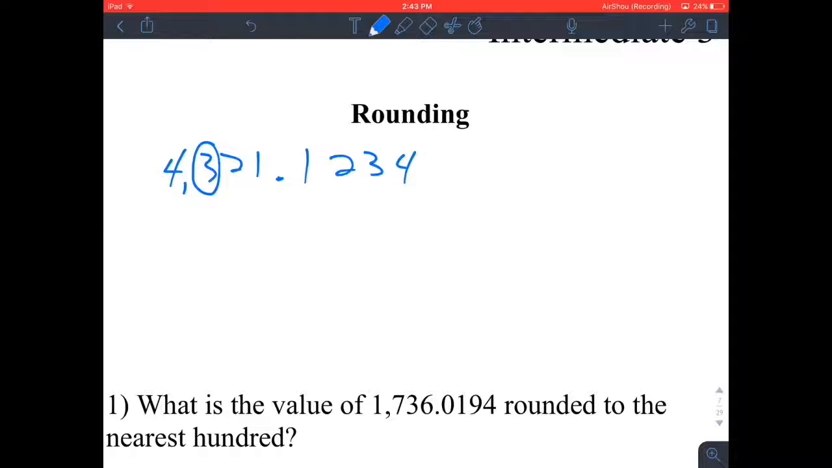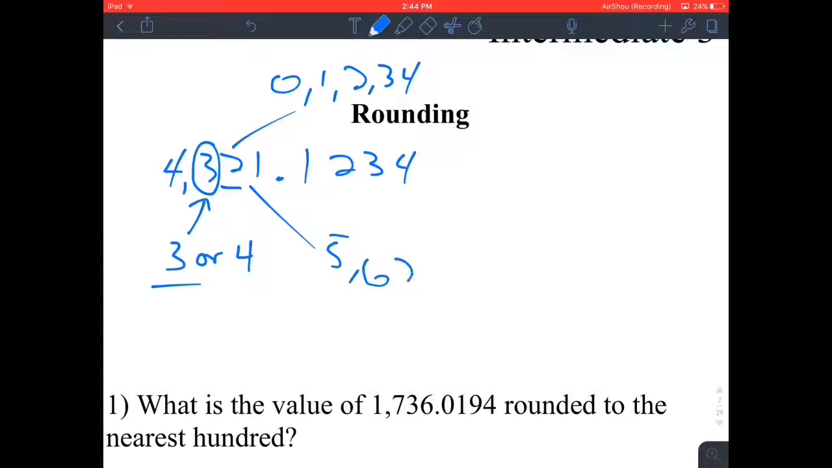what you're trying to determine is, is this 3 going to stay a 3, or is it going to bump up 1 and be a 4? To determine that, you look one digit to the right. If this digit is a 0, 1, 2, 3, or 4, then that's going to stay a 3. If this digit is a 5, 6, 7, 8, or 9, then it's going to bump it up to a 4. Everything else then becomes zeros.